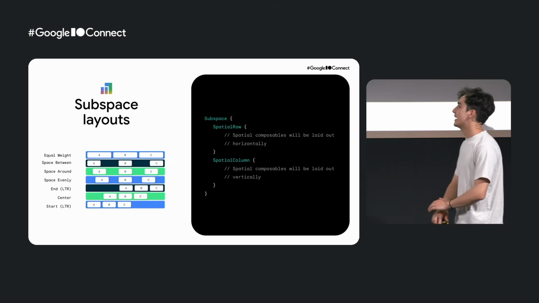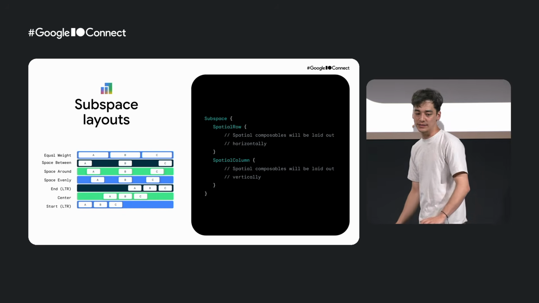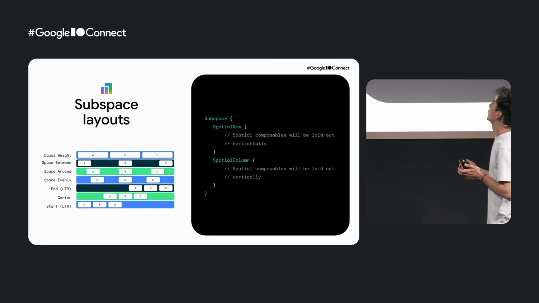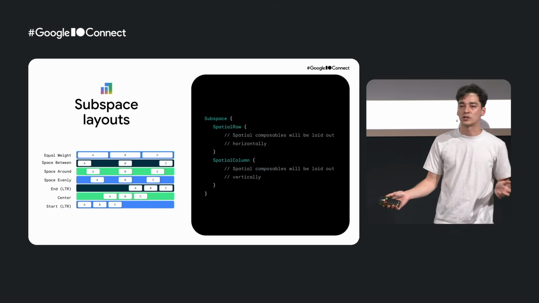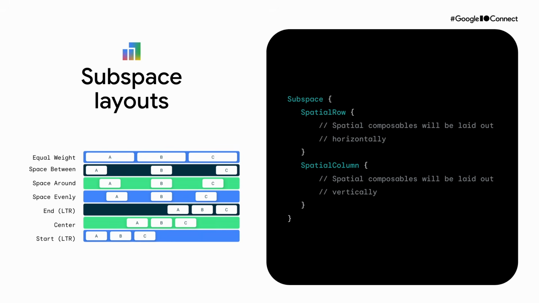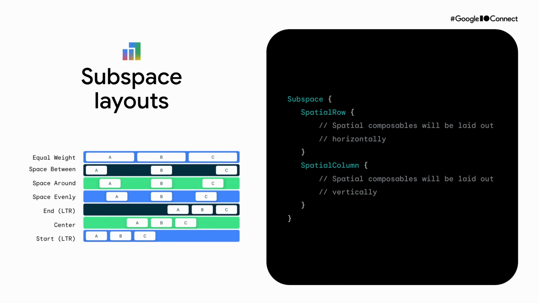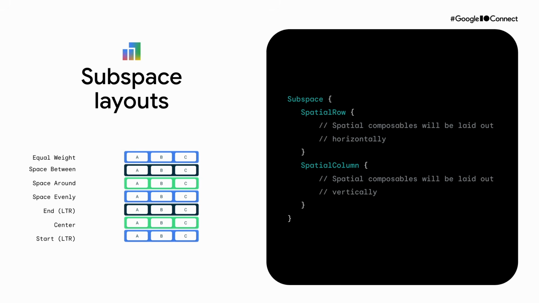And just like in 2D layouts, the Subspace layouts let you arrange spatial UI in different types of ways. There's spatial rows and spatial columns, which also support alignments and arrangements in 3D to put your spatial UI in just the right place. So I've been talking about spatial UI a lot, but let's go into specifics. What kind of spatial UI really exists?